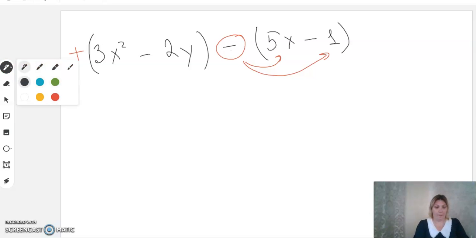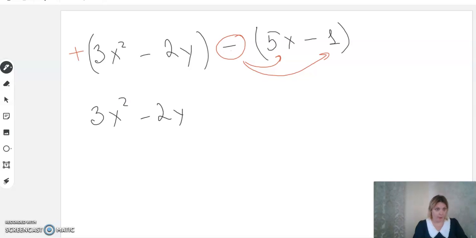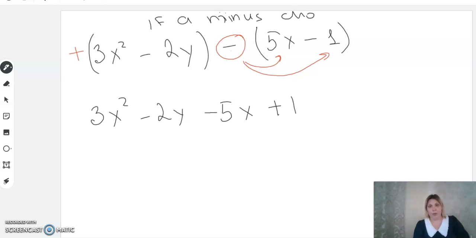So, let's write this down. So the first one is unchanged, right? And it's unchanged because we have a plus up front. Now the second one, minus 5x plus 1, because I'm changing the sign. So if a minus, change the sign of every single term inside of the parentheses.